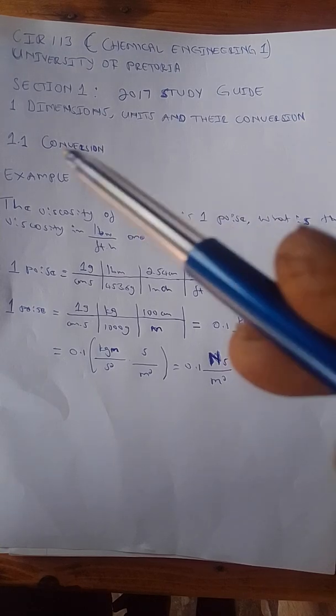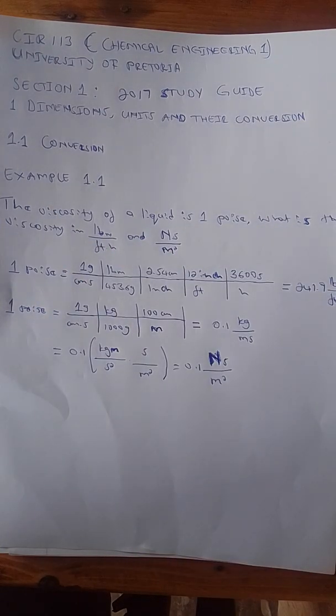So I want us to redo the same question, but use a step-by-step approach. It's going to be a little bit longer, but it's really worth it at the end. Not only will we know that the answer is 241.9 pound mass per feet hour, but we'll also understand why that is. So let's go. Let's redo the question. This is the page that I have here. The viscosity of a liquid is 1 poise. What is the viscosity in pound mass per feet hour?